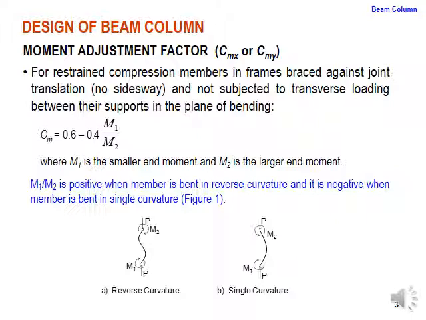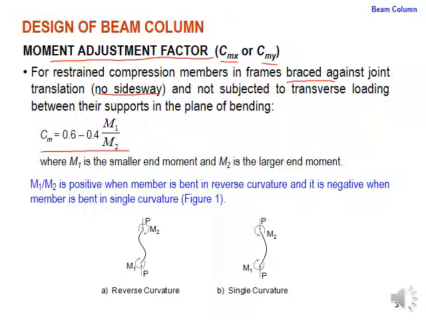So starting with the first content of today's lecture, that is the moment adjustment factor, Cmx or Cmy. From the subscript, it will be obvious: X means the moment in X direction and Y means the moment in Y direction. For restrained compression members in frames braced against joint translation, meaning no side sway, if your joint is braced against translation movement, and it is not subjected to transverse loading between the supports, then the equation to find out the Cm is given here, that is 0.6 minus 0.4 M1 over M2.